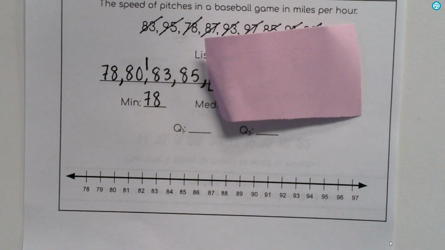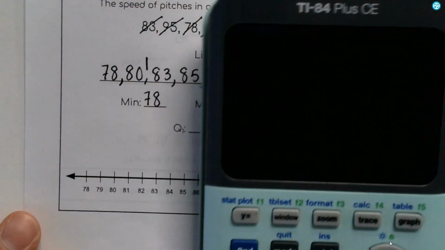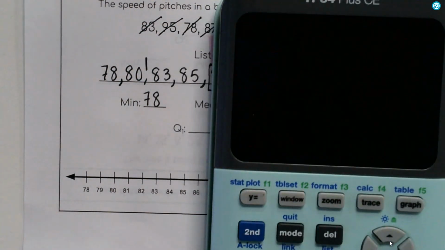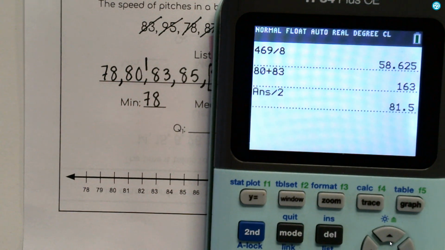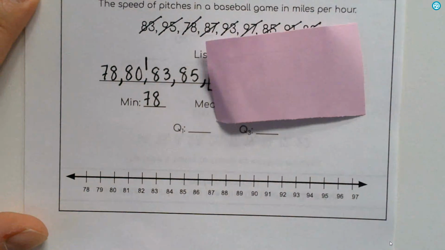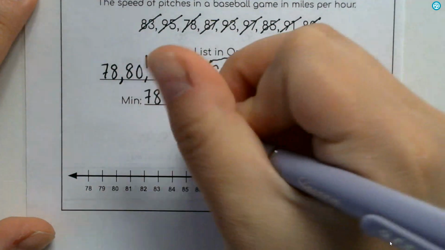Okay, she's better now. So we're going to take those 2 numbers, add them together. So 80 plus 83. Hit enter, and then divide by 2. 81.5, which makes sense. 80 and 83 are 3 apart. Half of 3 is 1.5.